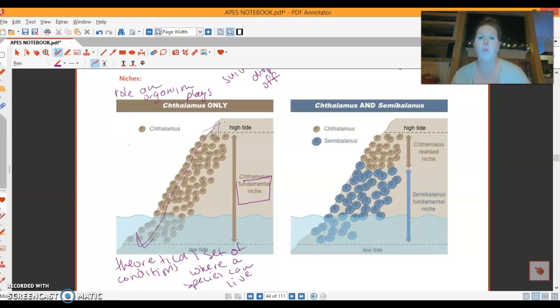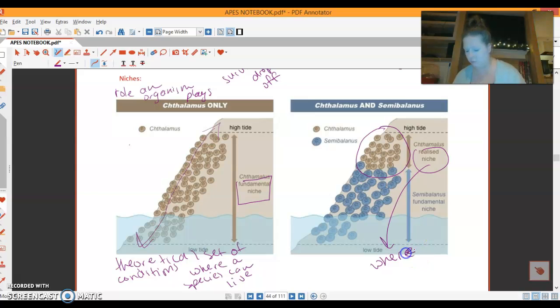Now, when we look at it actually in nature, it doesn't really do this, does it? If you look at the picture, guys, look what happens. It's only up here at the top. So it has a much more limited set of conditions that it actually can survive in. So this is what we call the realized niche. The realized niche is where it actually exists.